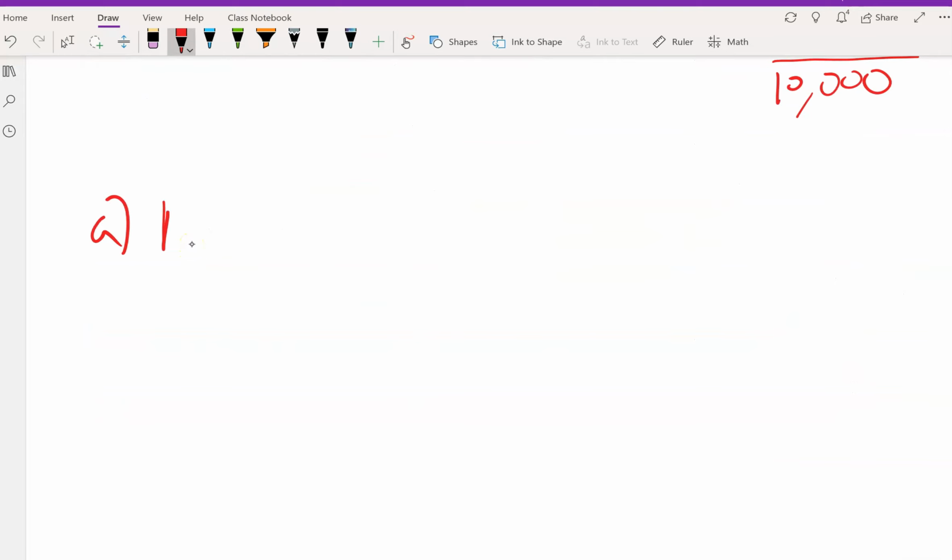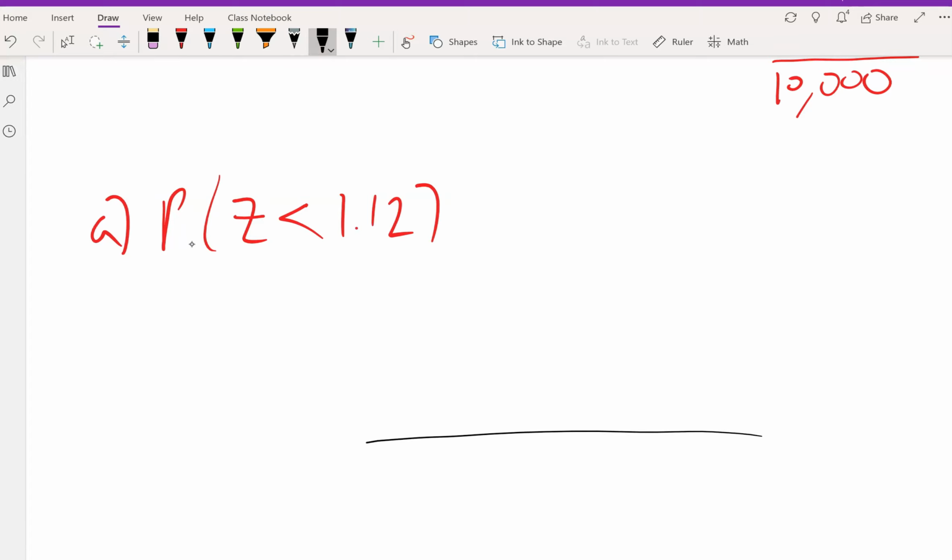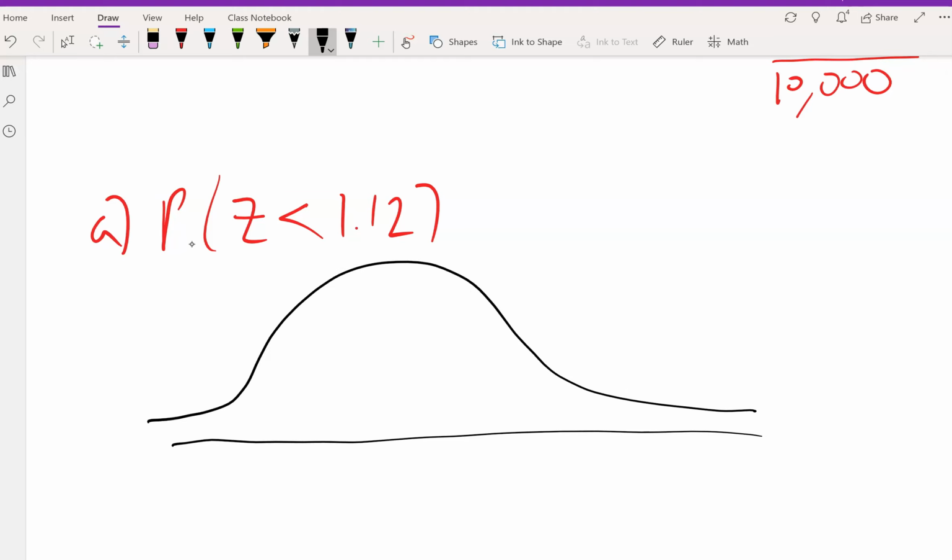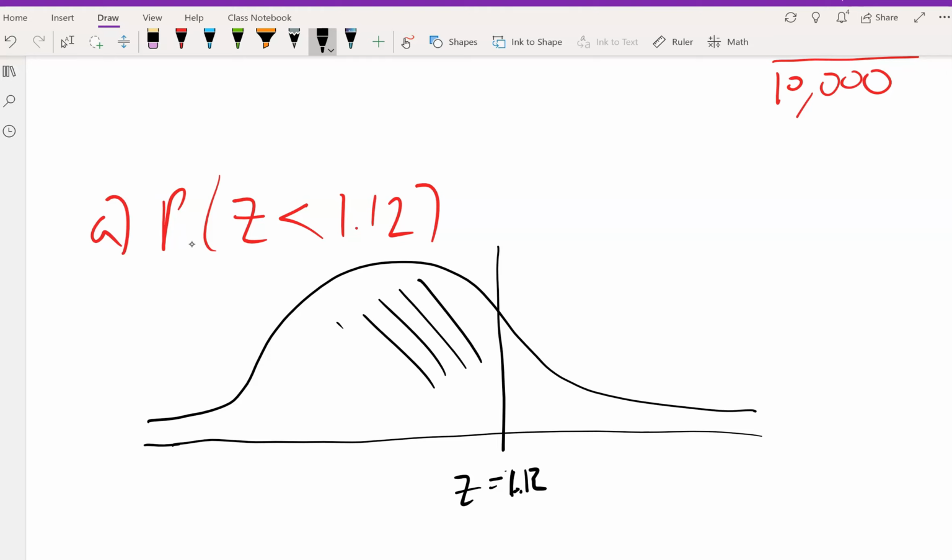So let's think about this. Probability Z is less than 1.12. Well, what I would do, I'd draw a quick sketch. You're going to see this from me constantly in the videos on normality. I'm going to put a bar roughly where Z of 1.12 is, and I'm going to ask the question, what amount of area is to the left? It's very important to understand this bar right here represents less than.